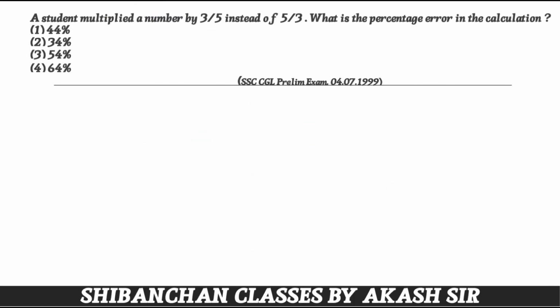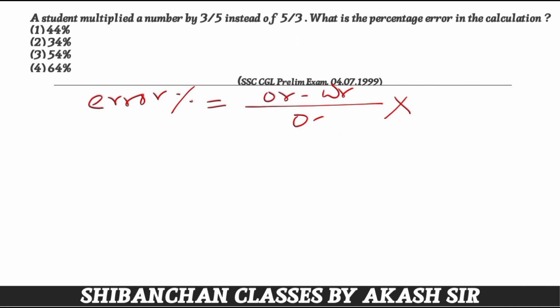Next question is, a student multiplied a number by 3 by 5 instead of 5 by 3. What is the percentage error in the calculation? Okay, so first step will be, we know error percentage equals original minus written by original into 100. Okay, fine. First we need to find out original minus written. Okay, what is original? Original is 5 by 3, written is 3 by 5. So we need to find out the values.